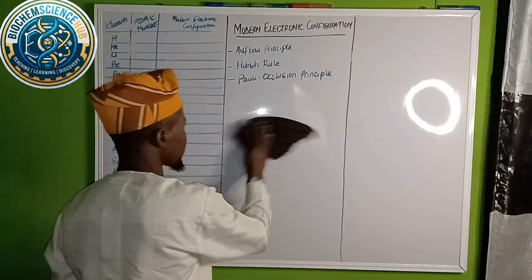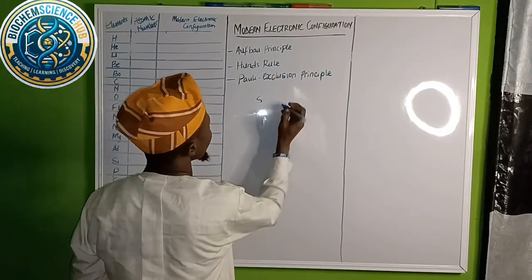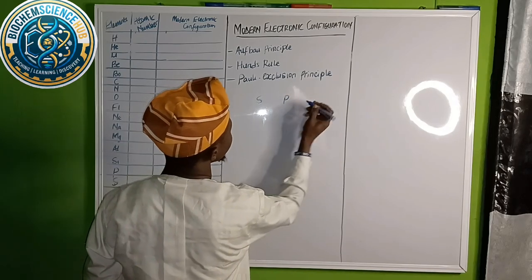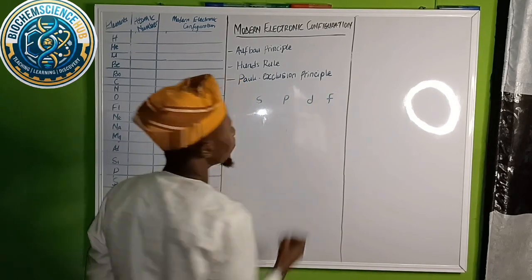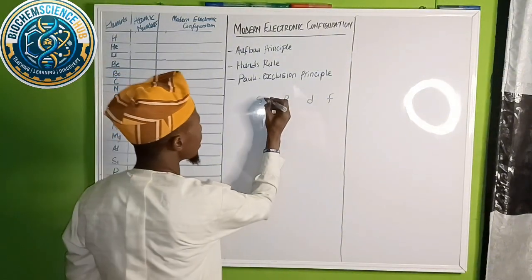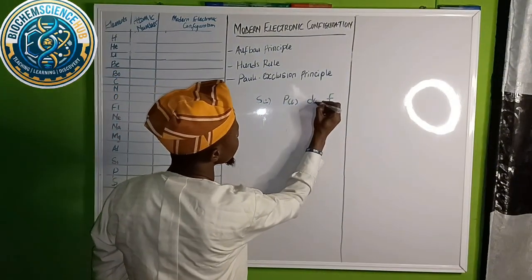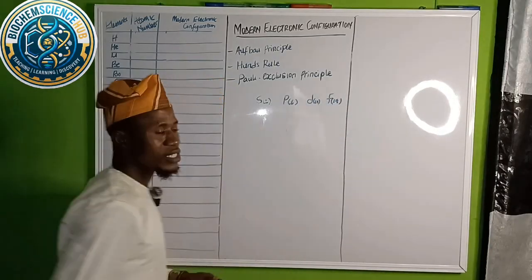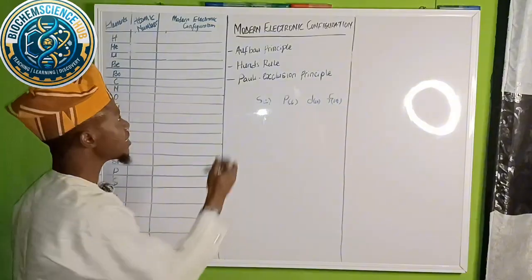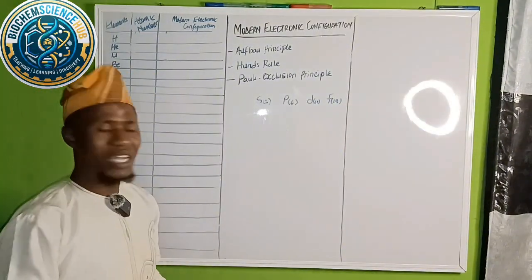So if you have gotten this, then let's go. How do we fill it? We have s, we have p, we have d, and we have f. Don't forget, we said s is 2, p is 6, d is 10, and f is 14.